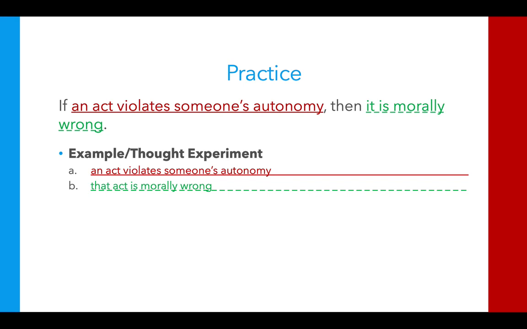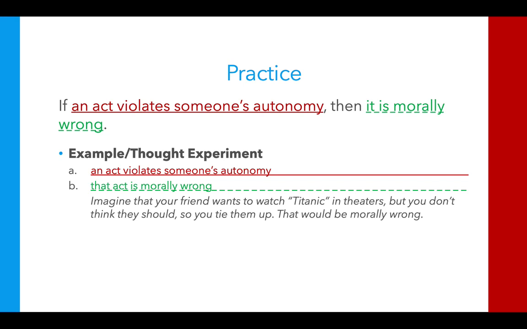Again, maybe pause, try and think of your own. Here's an example. Imagine that your friend wants to watch Titanic in theaters, but you don't think they should, so you tie them up. You prevent them from going. That would be morally wrong. Again, note, we're starting all these with this word imagine. It helps get us headed in the right direction. And I'm giving you enough details to motivate the intuition. Your friend wants to watch Titanic, but you don't think they should. You tie them up.